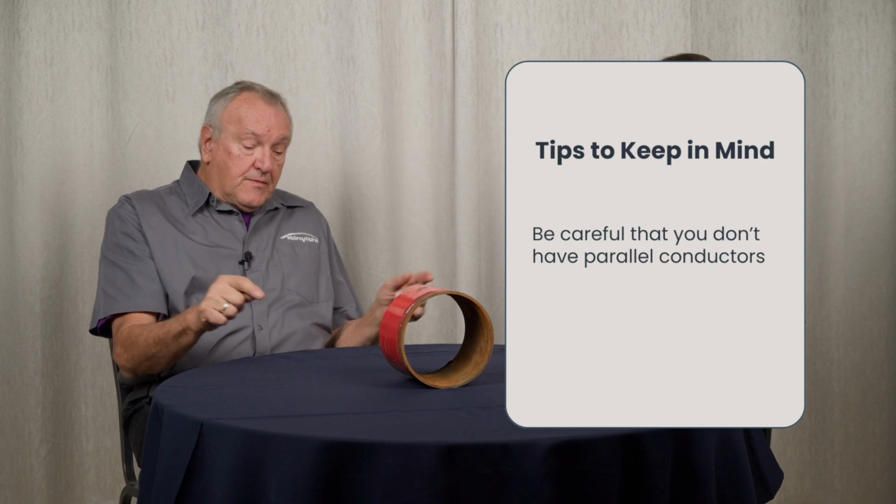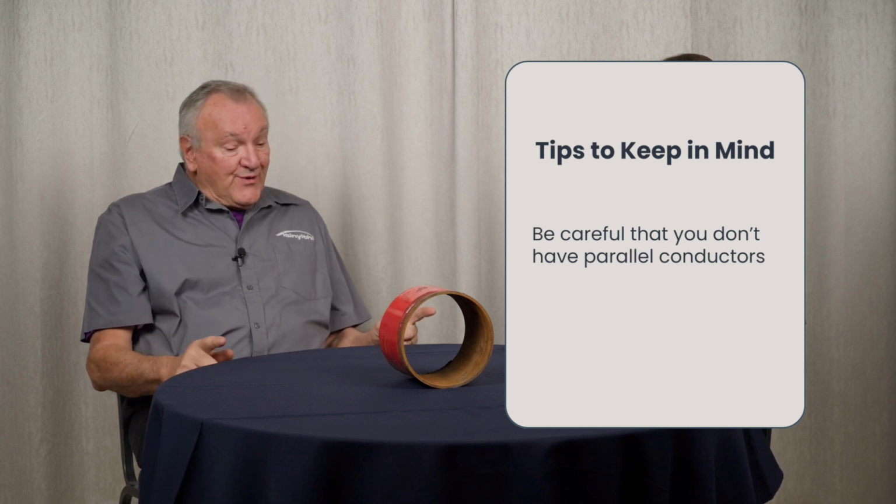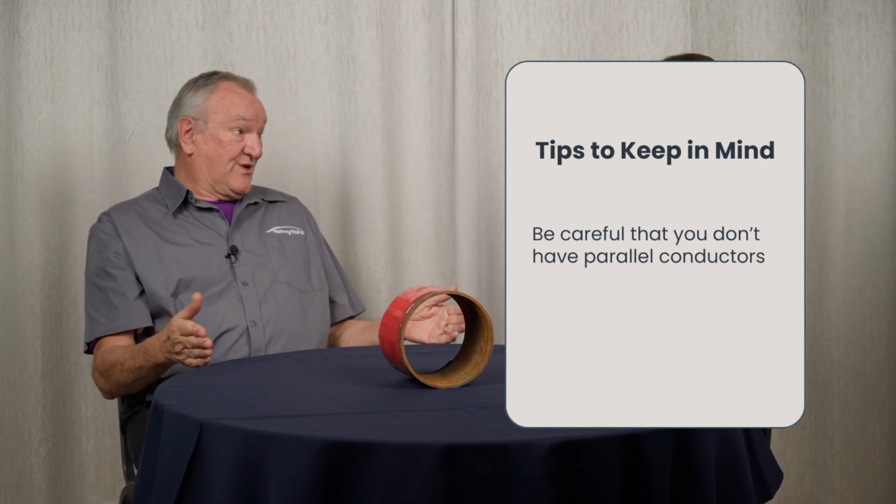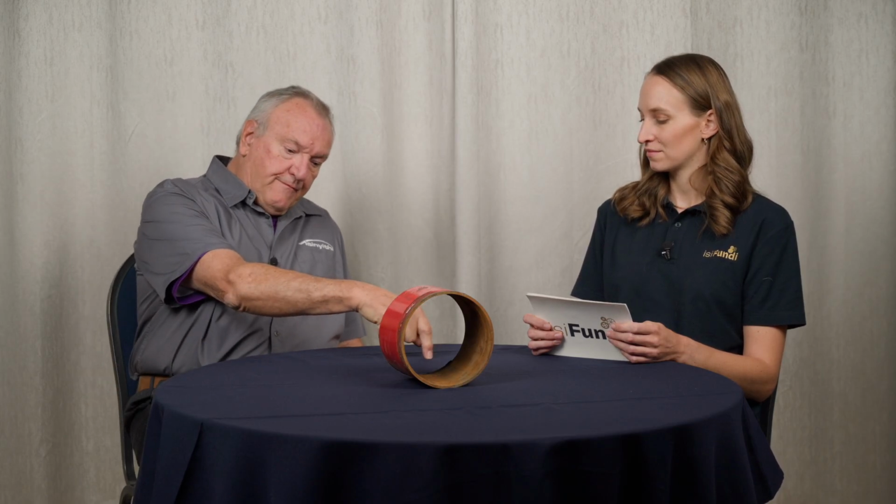The other thing is that you need to be careful that you don't have parallel conductors. And you say, well, what on earth are you talking about? Well, if you have a fence line at the edge of a field and you take a measurement parallel to the fence, then the current from your measurement is actually going to go through the fence posts. Yes. And give you a false reading.